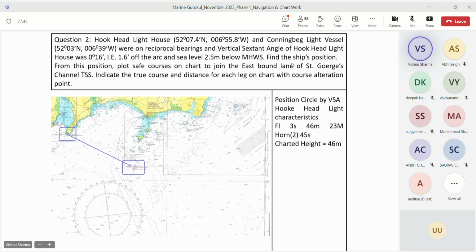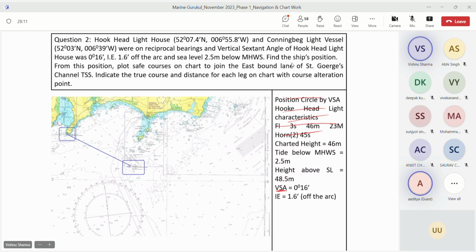Now you can see charted height. This is how you'll write it. You don't have to write the characteristics. You can just start with charted height, 46. Tide, 2 meter below mean high water spring. Height of the lighthouse above sea level, 48.5. Vertical sextant angle. The word used is vertical sextant angle because as read off from the sextant, index error of the arc you'll add, and vertical sextant angle will change to vertical angle. And convert it to minutes, 17.6 minutes.